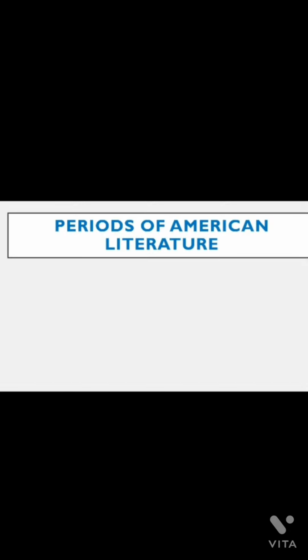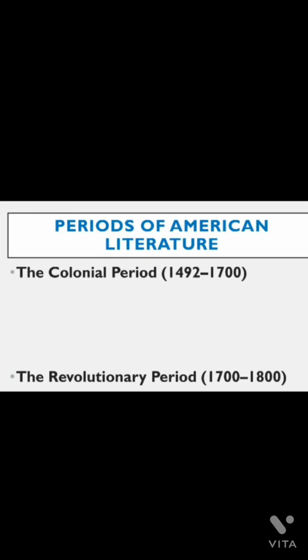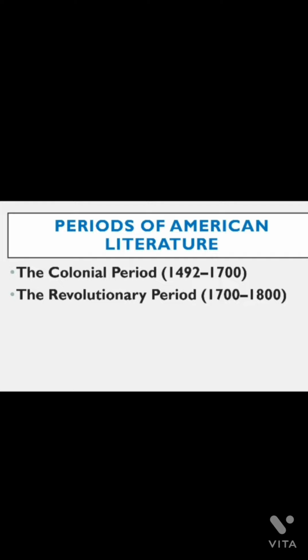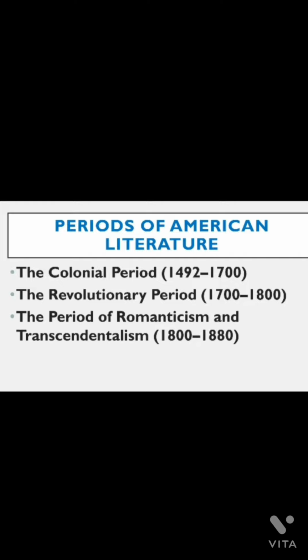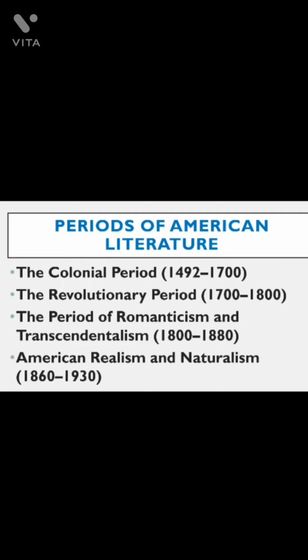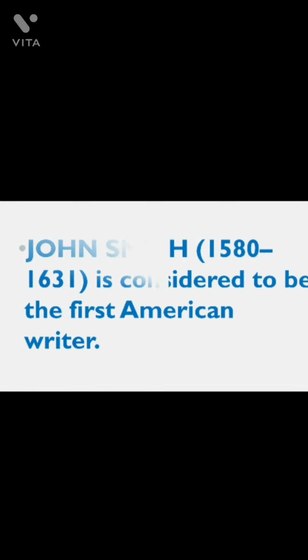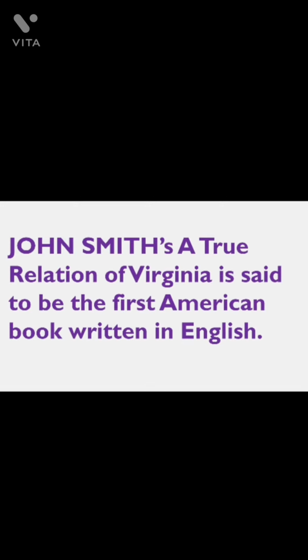Now first of all, periods of American literature. Colonial period 1492 to 1700, revolutionary period 1700 to 1800, period of romanticism and transcendentalism 1800 to 1880, American realism and naturalism 1860 to 1930. John Smith 1580 to 1631 is considered to be the first American writer. John Smith, A True Relation of Virginia, is said to be the first American book written in English.